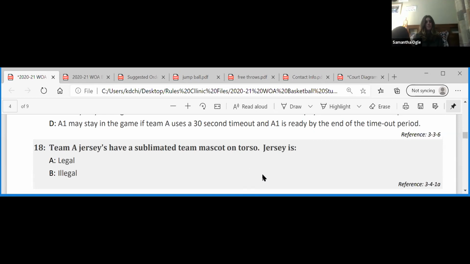Do you know what sublimated means? I'm pretty sure it's when there's a picture on the shirt. I looked it up because I was confused. It's kind of like a shadow on a shirt. You see a lot of the college teams have that. Kind of like grayscale? Yeah. It's not the loudest thing on the shirt, but it's still something. And those are illegal for high school.